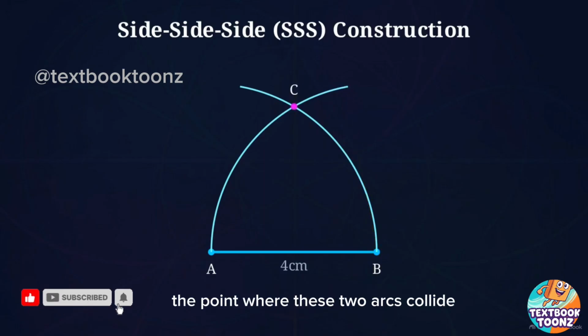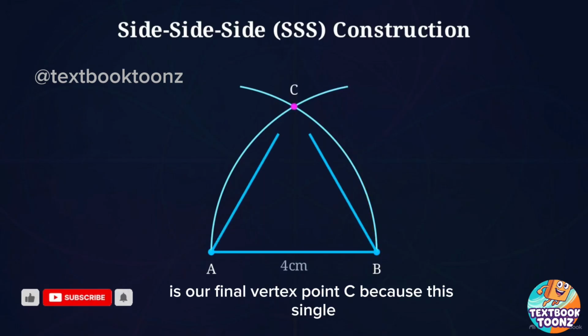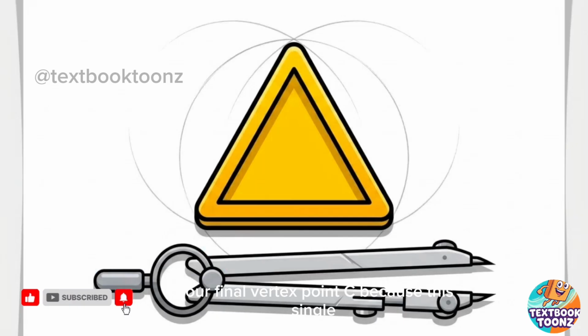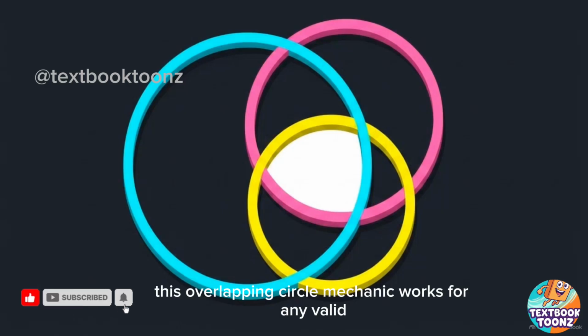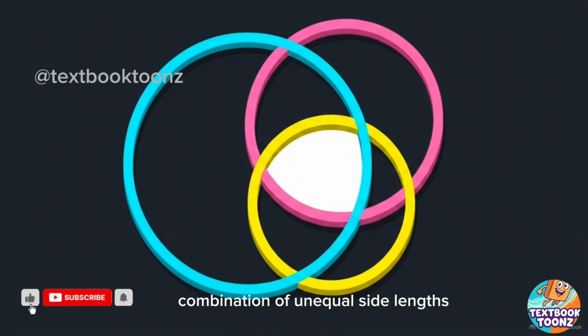The point where these two arcs collide is our final vertex, point C. Because this single intersection point sits on both circular paths simultaneously, both new sides are exactly 4 centimeters long. The tool removes all the guesswork. This overlapping circle mechanic works for any valid combination of unequal side lengths.